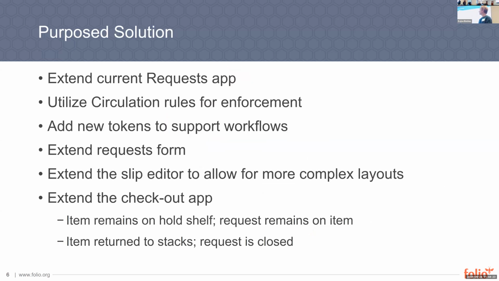Okay, I think I mentioned this a little already. The solution that we have in mind for this is to extend the requests app and utilize the circulation. We need to add new tokens, slips, to be able to support this workflow. For instance, we print fixed slips that are dual, written in half, and one is kept. This needs flexible layout ability along with the notice slips that are available today. We need to extend the request form as well and the checkout apps.